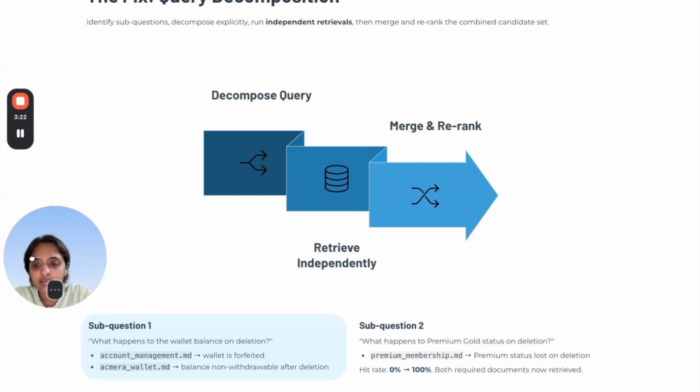Say sub-question one is what happens to the wallet balance after deletion. That will fetch from account management and wallet-related documents. Another sub-question is what happens to premium gold status on deletion. That time we fetch from the premium membership document. So the hit rate that was 0 initially because no right document was fetched can now suddenly increase to 100%, because all relevant documents are fetched.